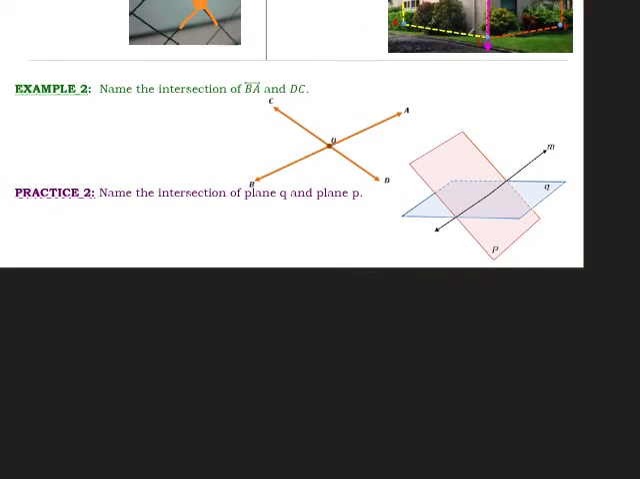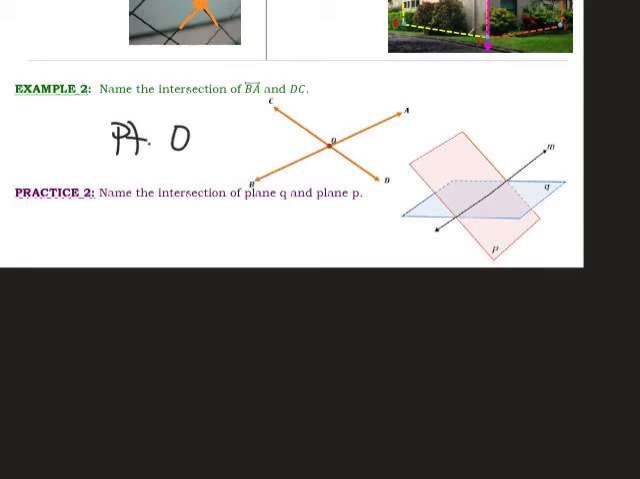So we're going to practice naming that. First one says, name the intersection of line B to A, which is this one right here, and line D to C. Point O, right? You're not going to just put O. Point O.